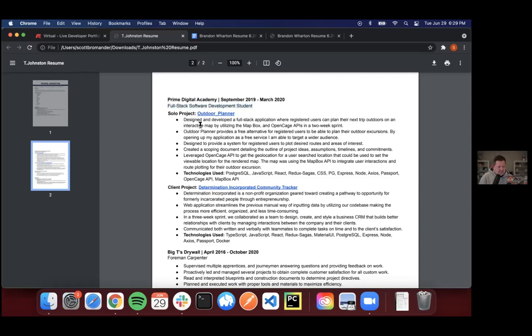I like the projects here, outdoor planner, and then the determination incorporated community tracker. I forgot about that project. Those are good. Honestly, on the second page, I'm just scanning for tech and implementation stuff. So I'm probably looking for things that I care about for mine.